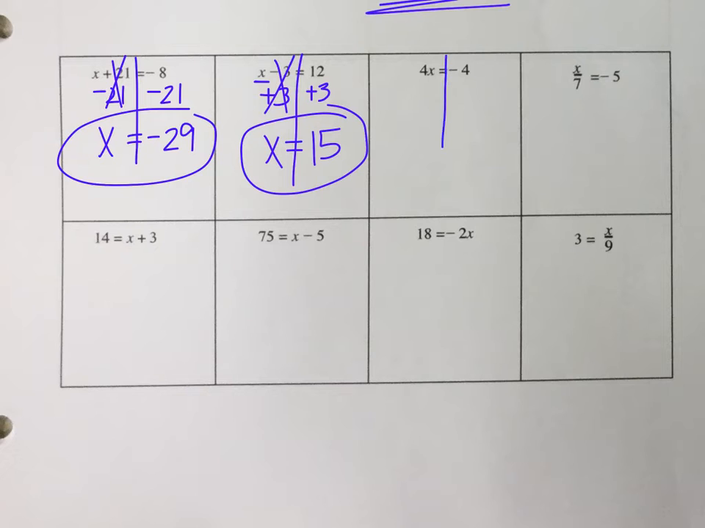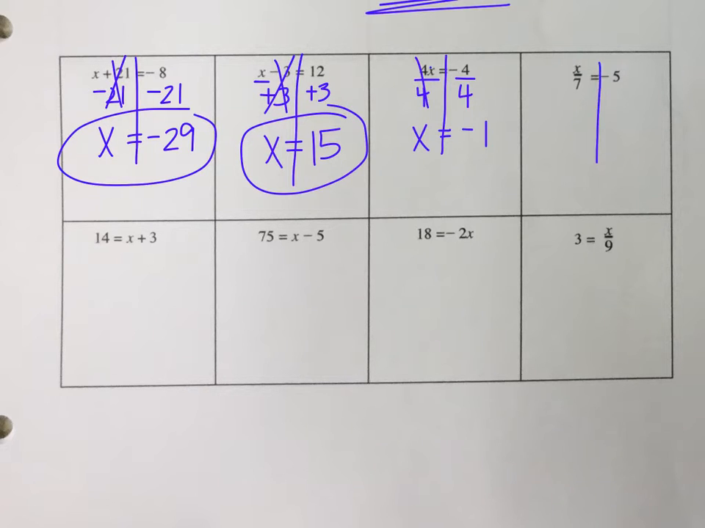All right. Between the 4 and the X, when we cannot see what is going on, there's no add, subtract, multiply, or divide, we know that it's really being multiplied. So 4 times X. The opposite of multiplication is division. So I divide both sides by 4. On the left, all I have left is the X. -4 divided by 4 is -1.